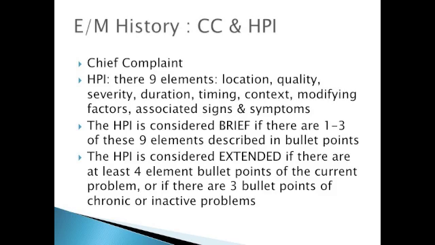After the chief complaint, the history of present illness is divided into 9 elements. The history of present illness is considered brief if there are 1 to 3 of these 9 elements described in bullet points, and the history of present illness is considered extended if there are at least 4 bullet point elements describing the current problem, or if there are 3 bullet points about chronic or inactive problems that are not part of those 9 elements of the history of present illness.